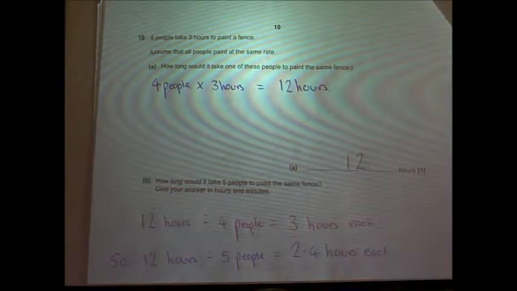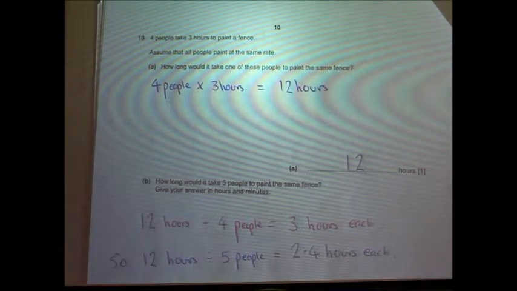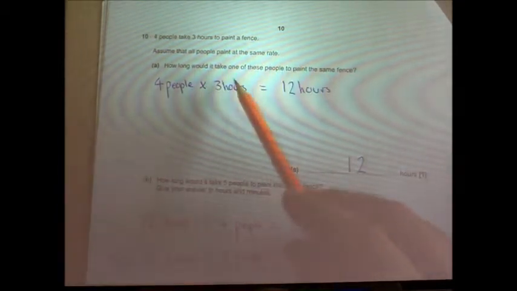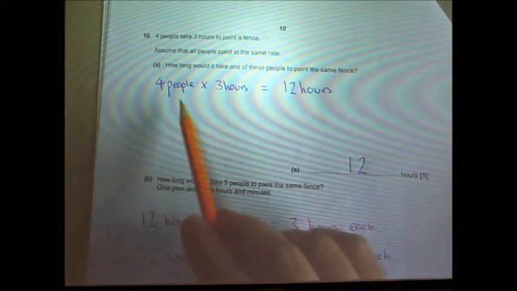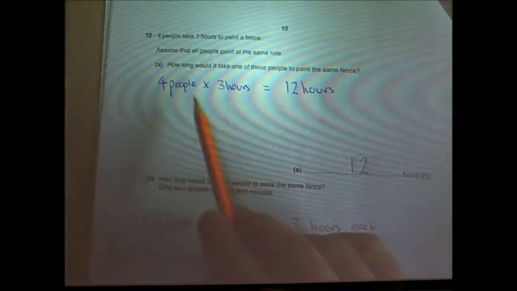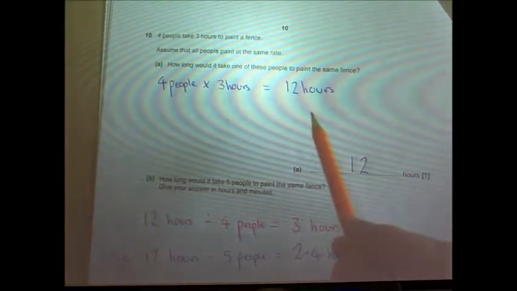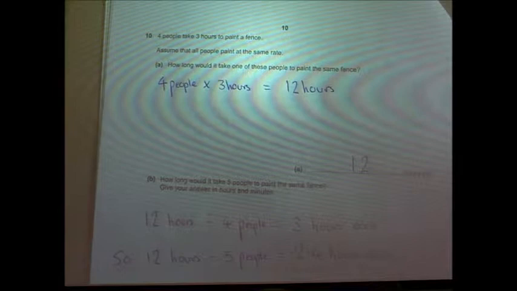Question 10. 4 people take 3 hours to paint a fence. Assuming all people paint at the same rate, how long will it take one of these people to paint the same fence? Well, it took 4 people 3 hours each, so that is, if you like, 12 people hours, or 12 man hours, I think the expression is, but yeah, 12 people hours. So it would take one person 12 hours to paint the fence.